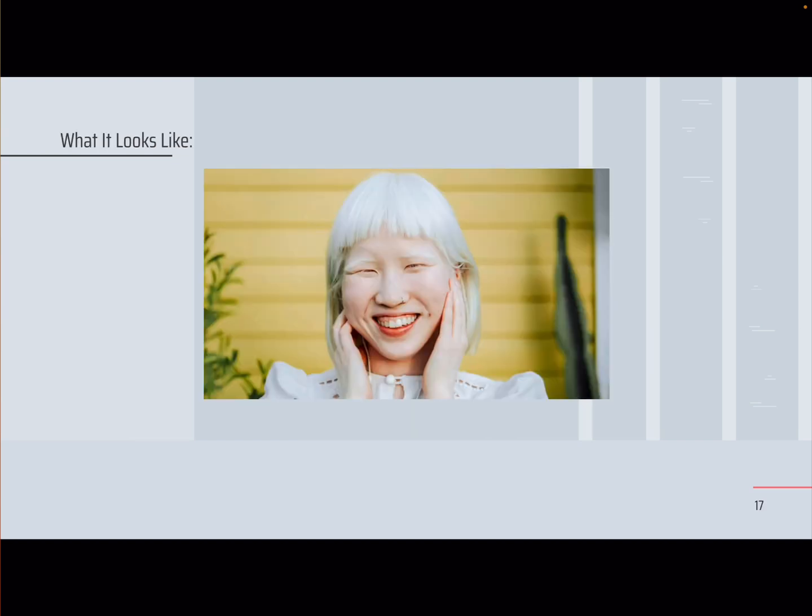In this picture here, this is what OCA 1 looks like. We see the fair hair, the fair skin, and if you look closely, you can kind of see the light irises and the light pigment in the eyes.